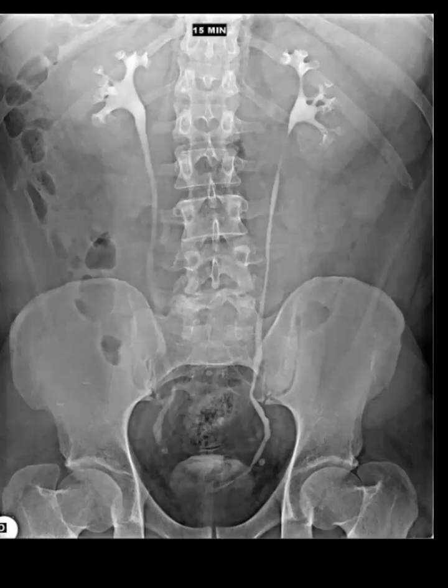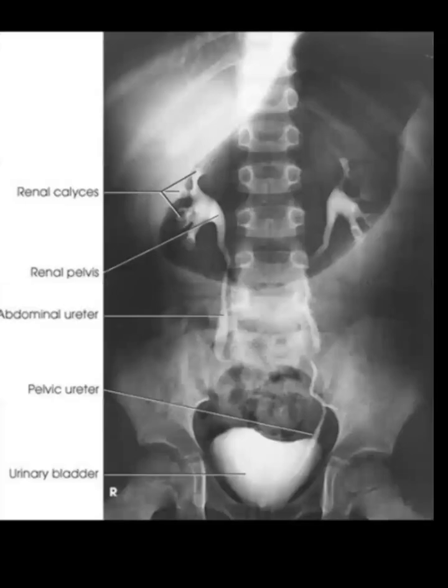It is not showing any pelvic kidney or any dilatation in the ureter. Gradually we will look at the pathologies, so this should be comparable in our minds. Next, here is another scenario: a 40-year-old man presented with severe right loin to groin pain and microscopic hematuria. This is the history.